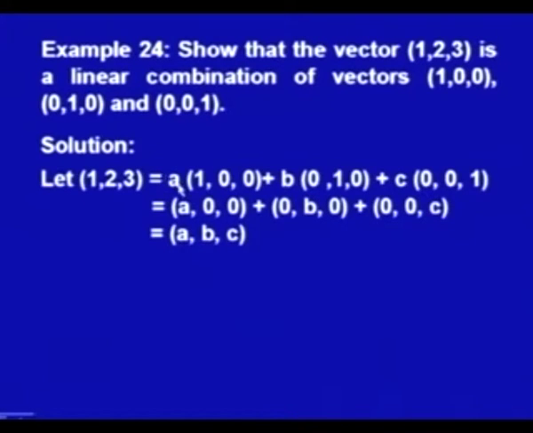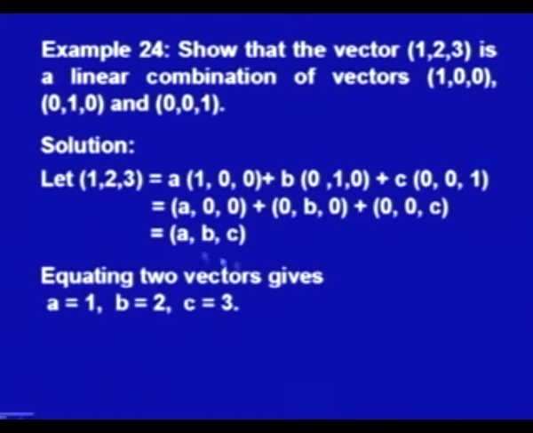That means there exist scalars A, B and C such that (1, 2, 3) is equal to A times the first vector plus B times the second vector plus C times the third vector. So, if you add them up, we will have (A, 0, 0) plus (0, B, 0) plus (0, 0, C), and this gives me (A, B, C). If we equate the two vectors from the left hand side and right hand side, they will be equal component wise, and that means A will be 1, B will be 2 and C will be 3.